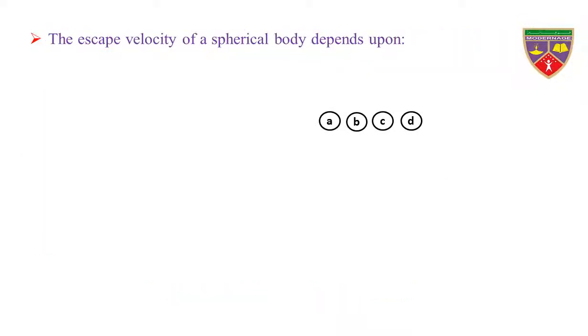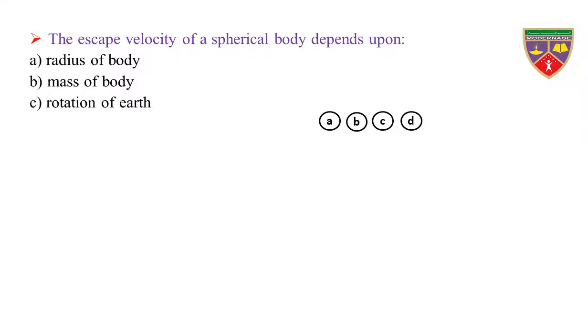The escape velocity of a spherical body depends upon: option A, radius of body; option B, mass of body; option C, rotation of Earth; option D, radius of Earth. The key is radius of Earth. Therefore, the correct option is D.